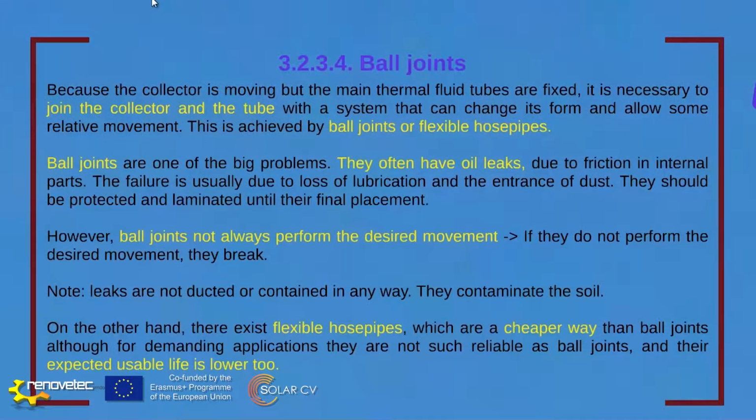On the other hand, we have flexible hose pipes, which are a cheaper way than ball joints, although the performance is lower because the ball joints are going to have 3 degrees of freedom, with yaw rotation, pitch rotation, and roll rotation, that is 3-dimension rotation, and flexible hose pipes work just in one axis, and their expected usable life is lower too.